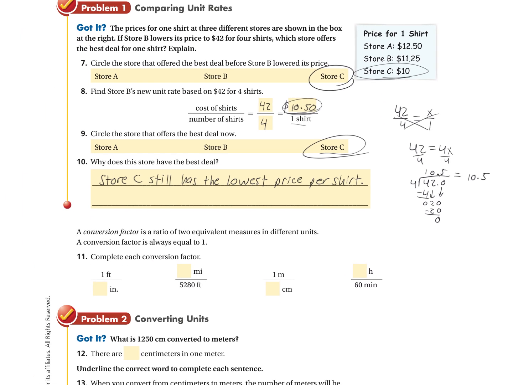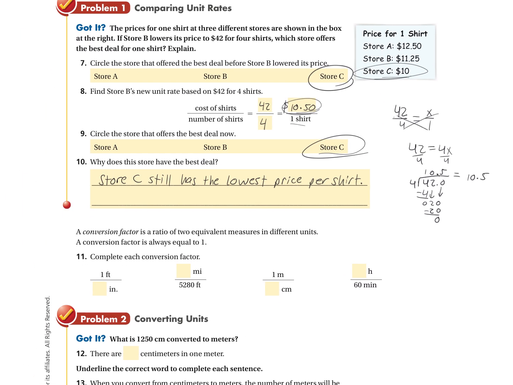All right, something like that. So that was one example problem. Now let's start conversion factors.